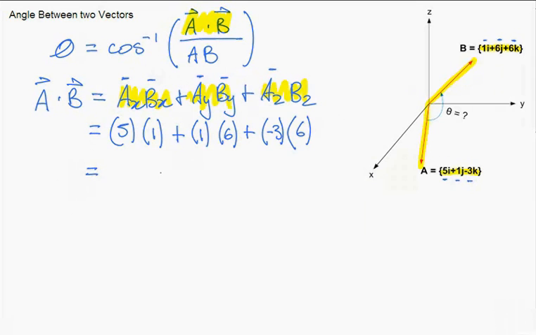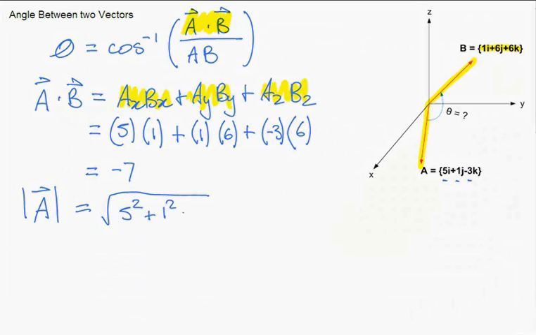When this is calculated, it equals minus 7. To find the scalar of A, or the magnitude of A, what we need to do is use Pythagoras' theorem. We take each one of these coefficients of the A vector and square it and add them together, then take the square root. Therefore we have 5 squared plus 1 squared plus minus 3 squared. When you calculate this, you get root 35.